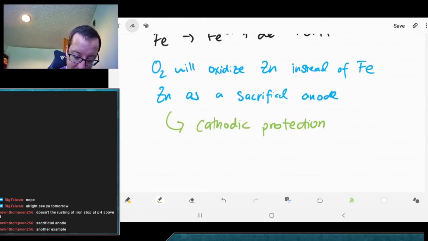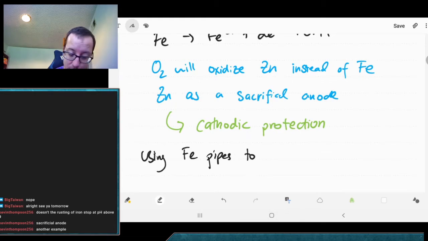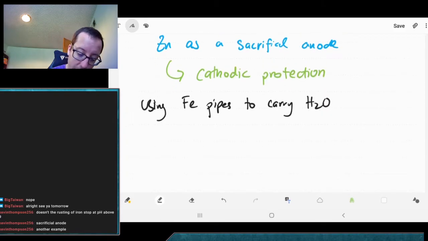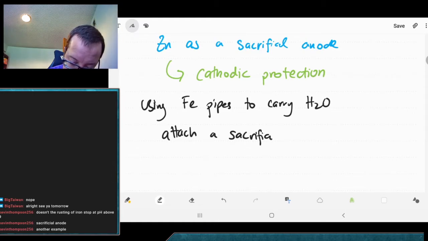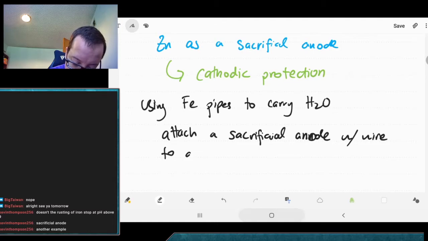You'll also see magnesium is often used, so using iron pipes or steel pipes to carry water. Obviously, you're having iron interact with water. There will be dissolved oxygen in there that can lead to rust. All you have to do is attach a sacrificial anode with a wire to an iron pipe.